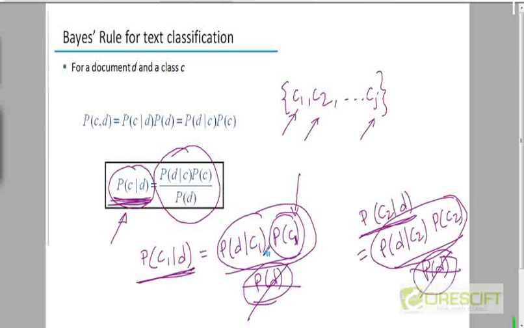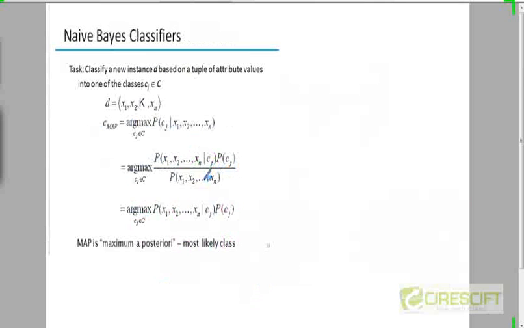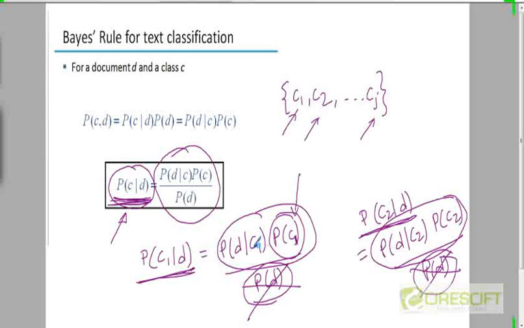But you also now have to rely on what evidence you're getting from the document itself. Okay, you have to peek inside the document, look at all the terms that are in the document, and see whether those terms give you any hint about what class it belongs to. So how do we do that?